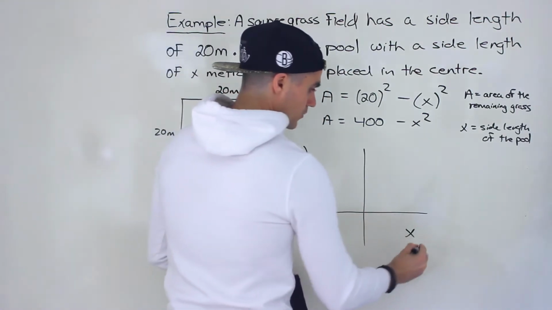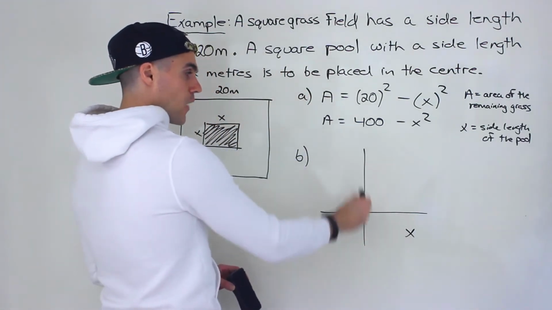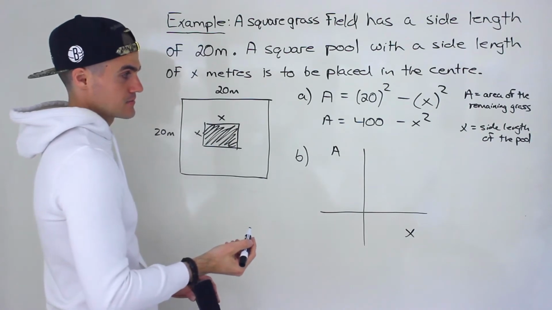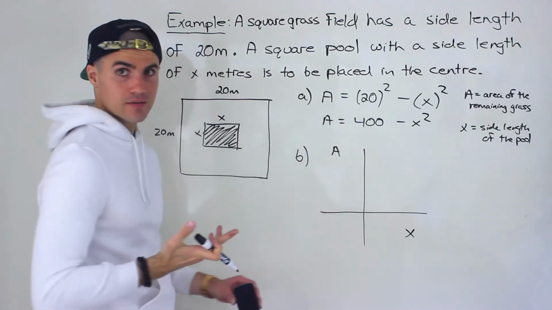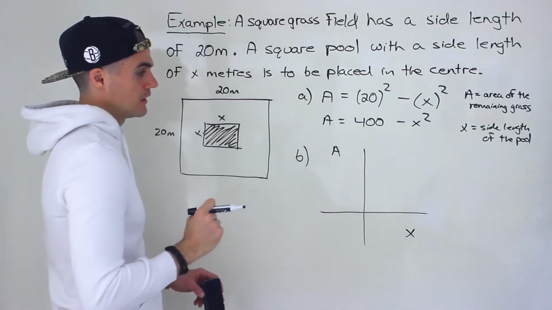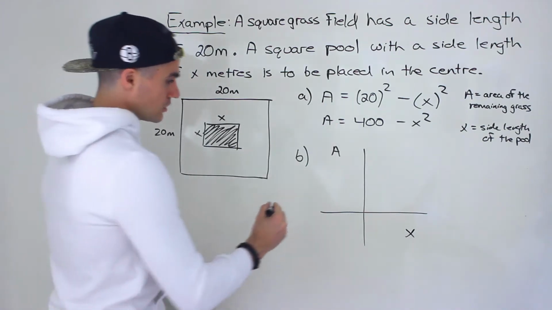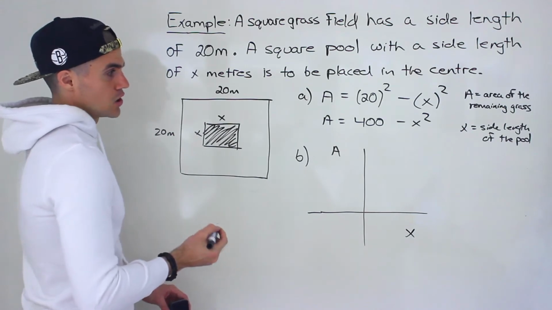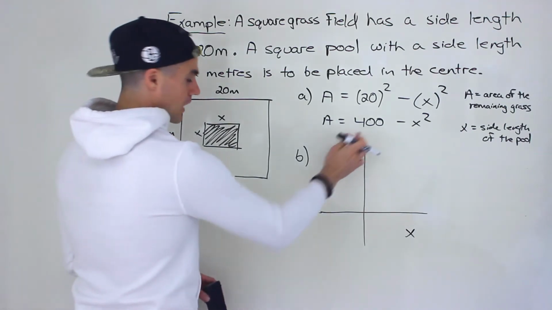Notice that over here we're going to have the x value, and then notice that the y-axis in this case is actually the area axis. Right? It's not a y, it's an a in this case because we're dealing with a word problem. Now, how is this graph going to look over here? Well, notice that we can actually use transformations to figure out how this looks.